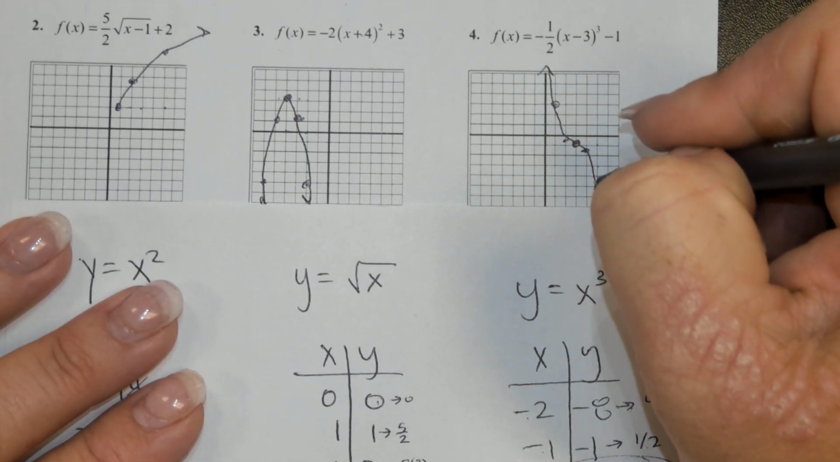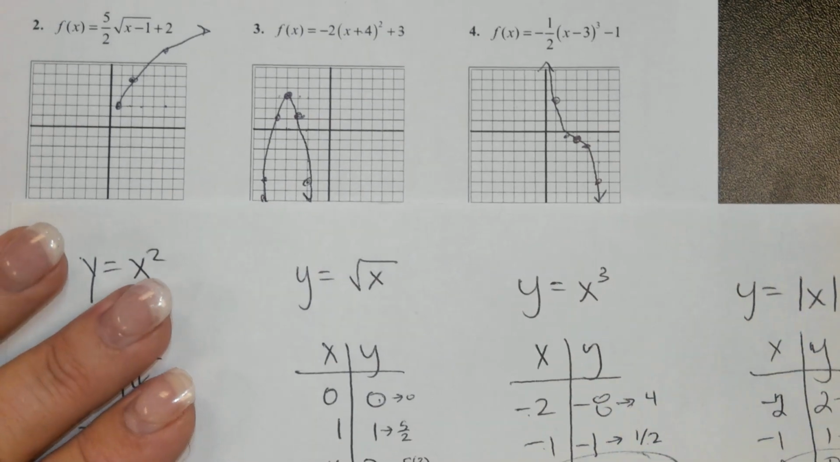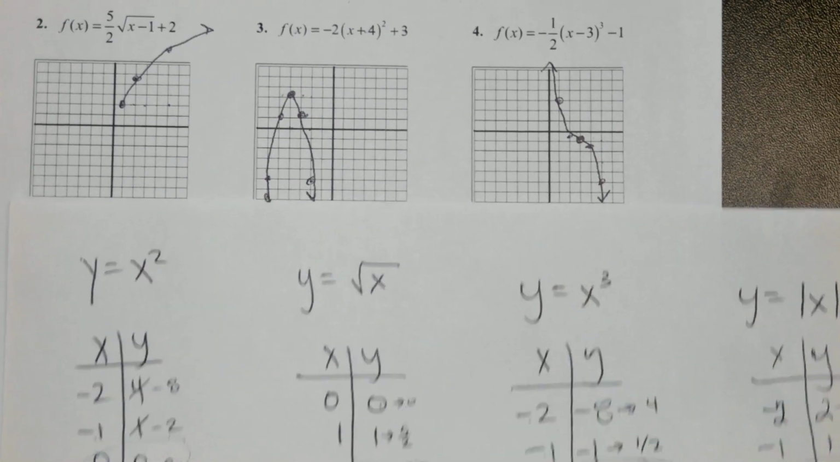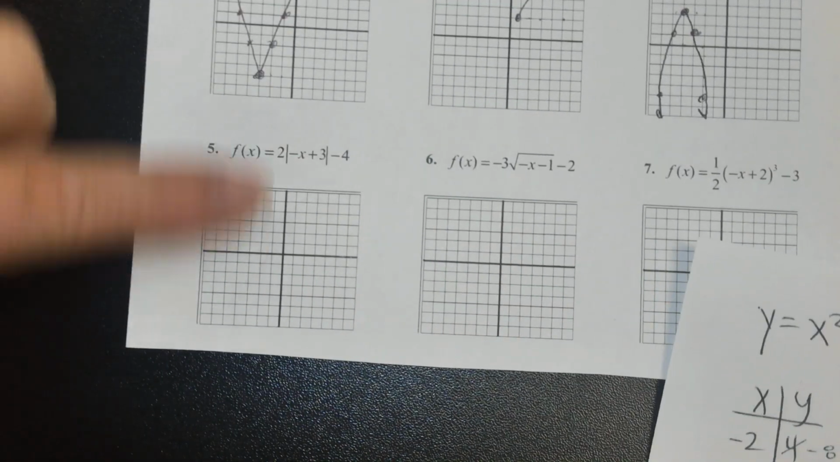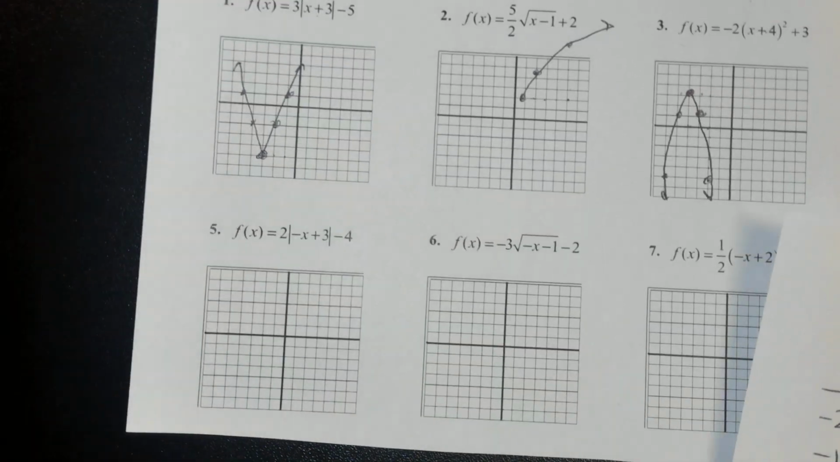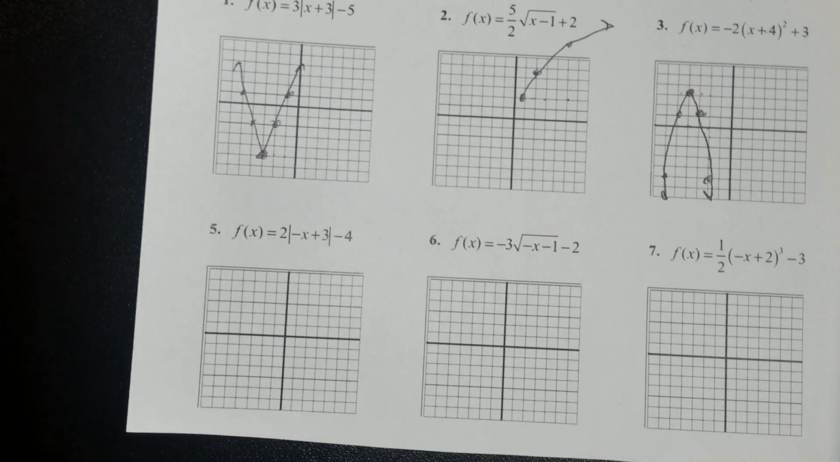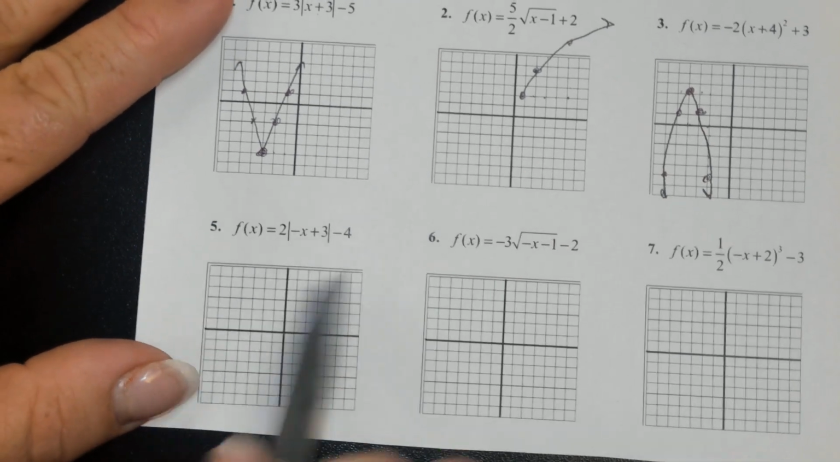This is the translated function. Let's look at number 5. We're back to absolute value, just like we had, but this is where it gets tricky. The below ones are much trickier because now we have to rewrite these.